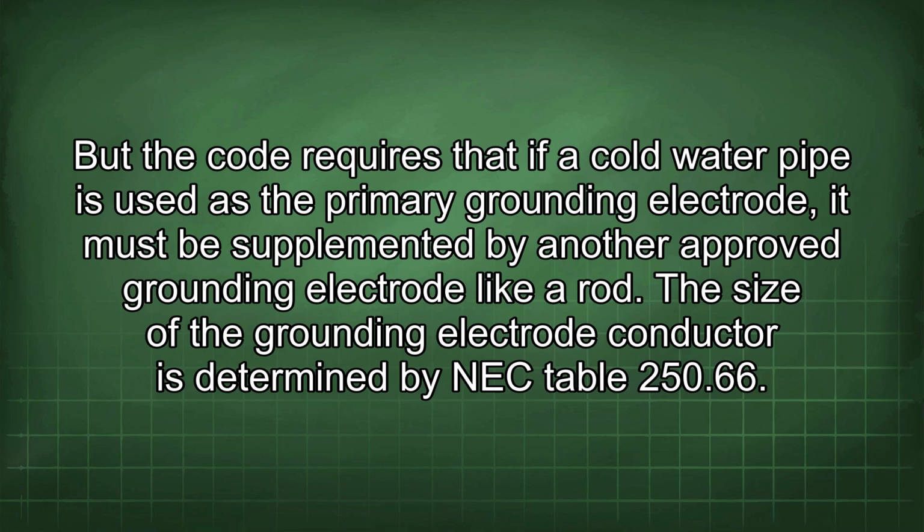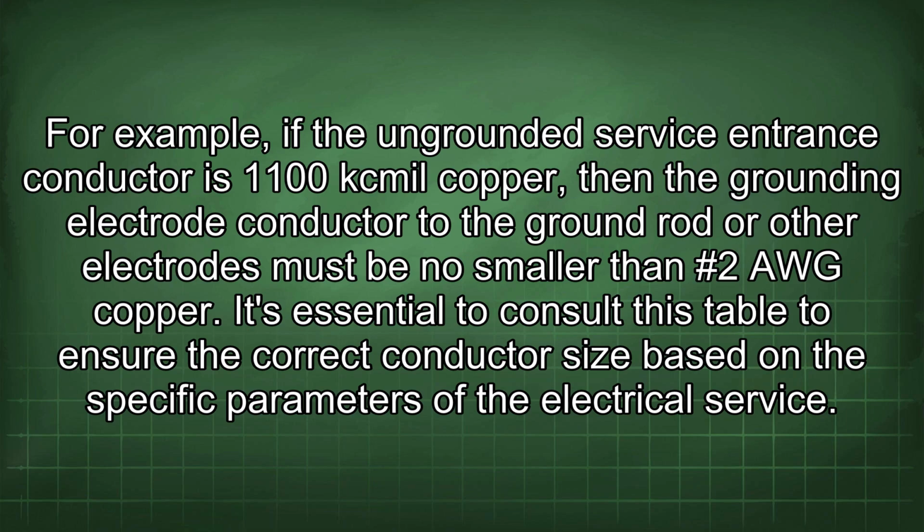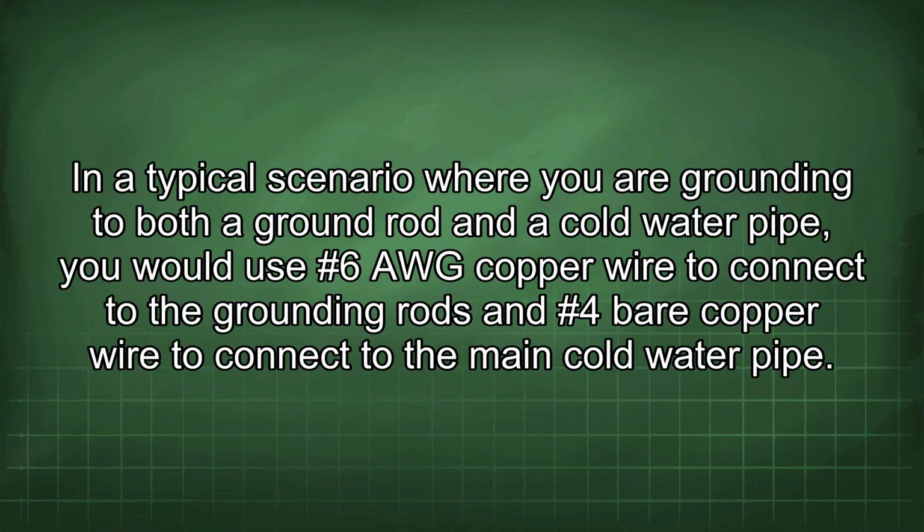The size of the grounding electrode conductor is determined by NEC Table 250.66. For example, if the ungrounded service entrance conductor is 1100 kcmil copper, then the grounding electrode conductor to the ground rod or other electrodes must be no smaller than #2 AWG copper. It is essential to consult this table to ensure the correct conductor size based on the specific parameters of the electrical service. In a typical scenario where you are grounding to both a ground rod and a cold water pipe, you would use #6 AWG copper wire to connect to the grounding rods and #4 bare copper wire to connect to the main cold water pipe.